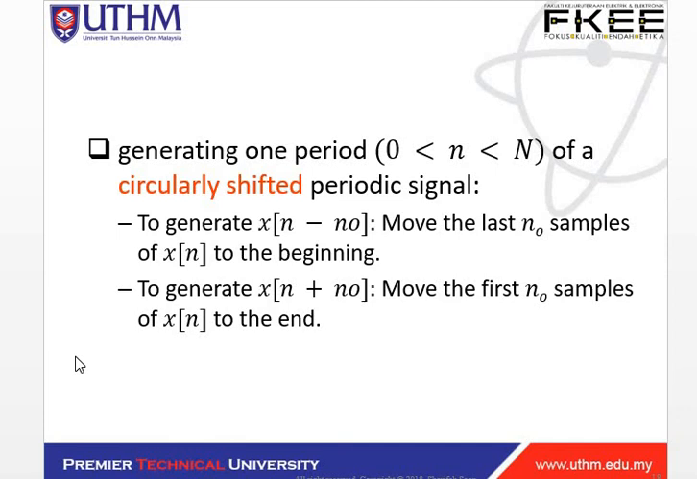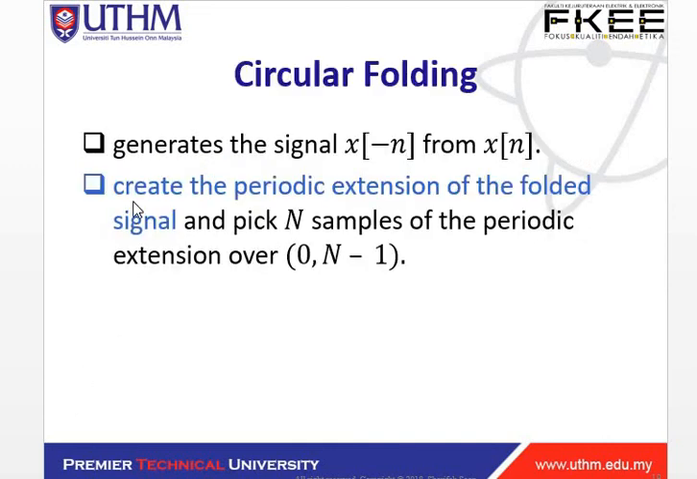So next, how to implement the circular shifting. To generate x[n minus n0], move the last n0 samples of x[n] to the beginning. And to generate x[n plus n0], move the first n0 samples of x[n] to the end. So this is how the circular shifting works. Whereas for the circular folding, it generates the signal x[minus n] from x[n], creates the periodic extension of the folded signal, and picks the N samples of the periodic extension over 0 to N minus 1.